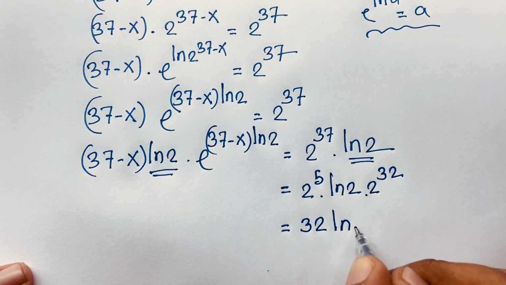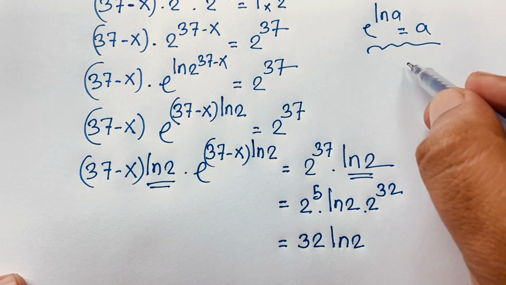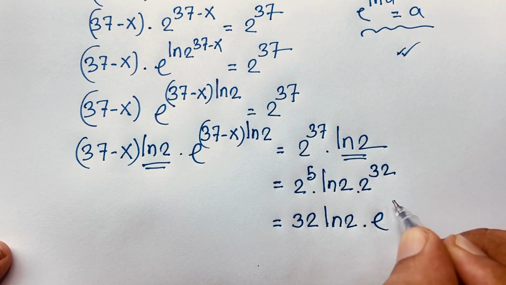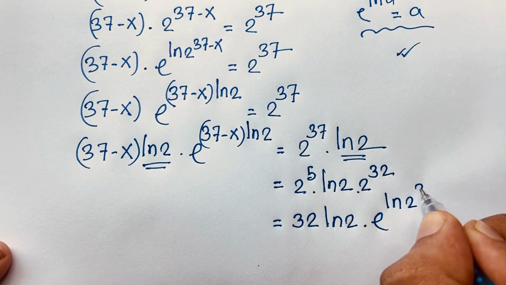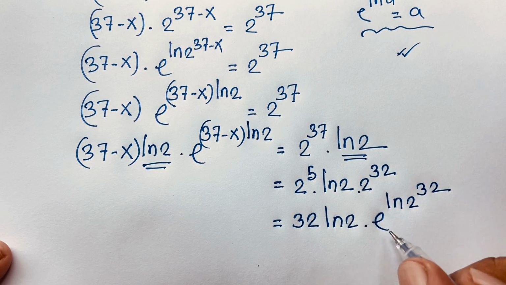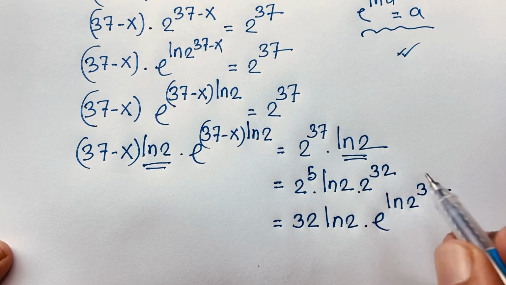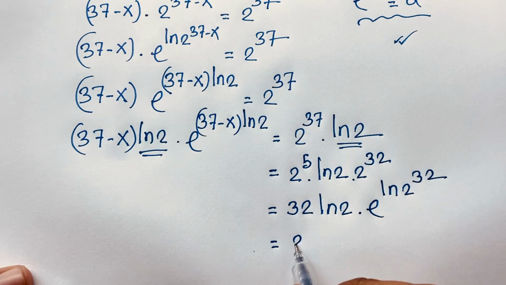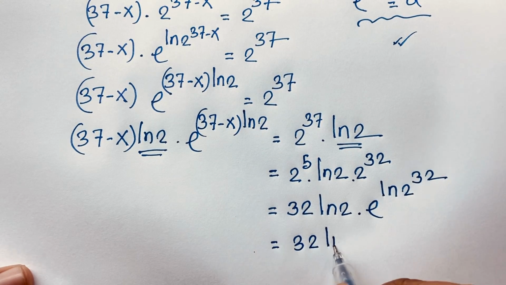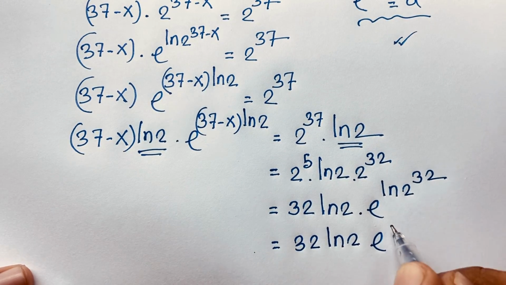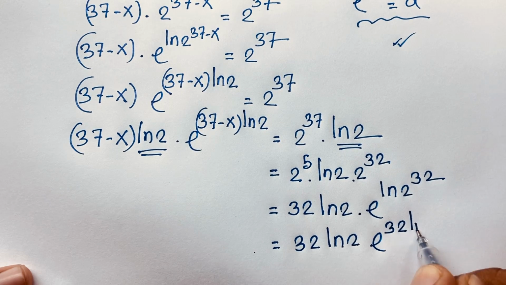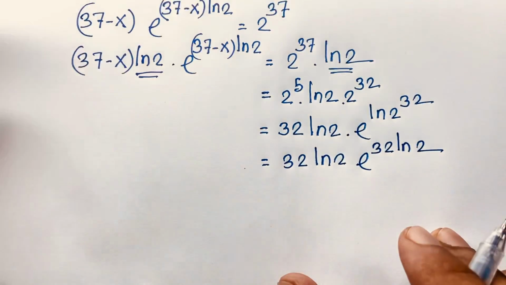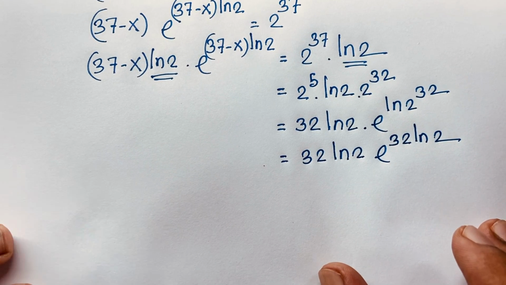And here is ln 2. And again, if I apply this formula here, e to the power ln a is equal to a. So it will be e to the power ln 2 to the power 32. E to the power ln 2 to the power 32, it will be 2 to the power 32. Now at this moment you can see this expression 32 ln 2 and e to the power 32 ln 2. Yes. Now at this moment I use Lambert W function both sides.